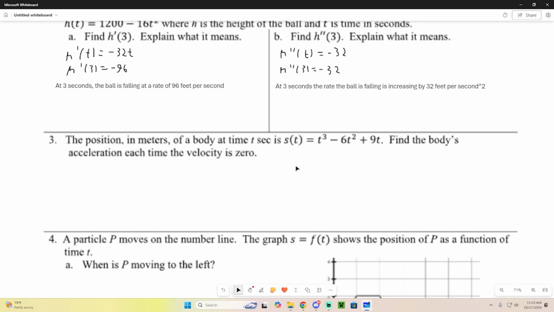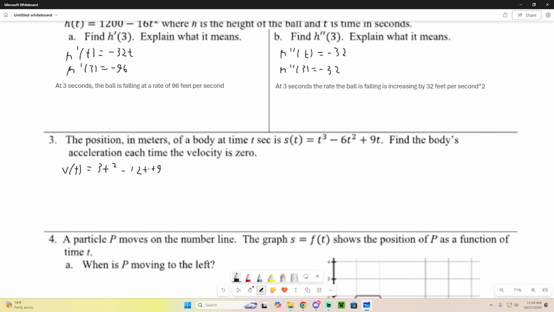The position in meters of a body at time t is s of t equals that. Find the body's acceleration each time the velocity is 0. Alright, first we need to find the velocity function and set it equal to 0 so we can find the times where the velocity is 0. So let's start by finding the velocity function, which is just the derivative of our position function, which is 3t squared minus 12t plus 9. Alright, and then we set this equal to 0.